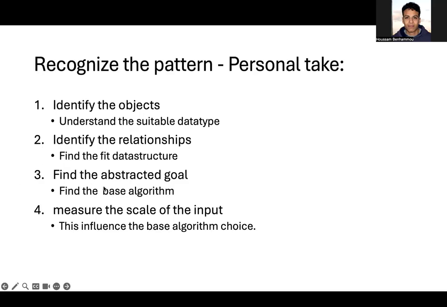And I just want to share a personal take on that pattern recognition skill, just to give you a concrete example. When you solve a problem, at first you identify the objects that it is using, and that will help you to know what data type to use. Are they strings? Are they graph nodes? Are they edges? What can we represent them with the most in our algorithm? Then you try to find the relationship between those objects in your problem, and that will help you find the data structure that you use.